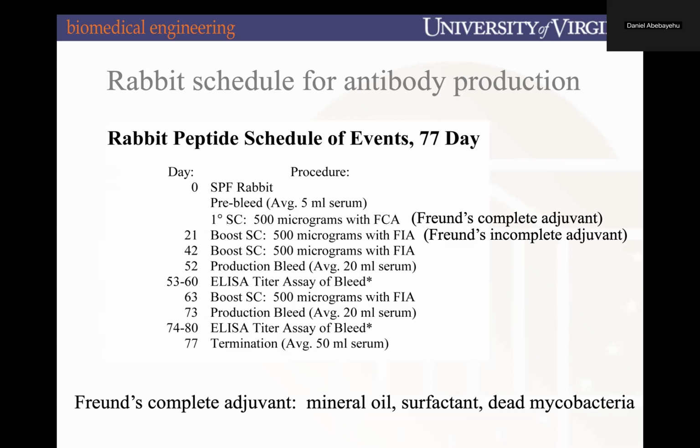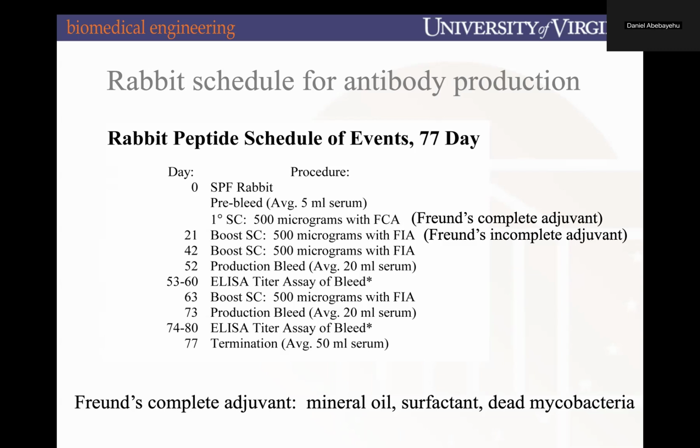On day 0, you'll have your rabbit, in case you're doing this with a rabbit. You'll pre-bleed so that you can see what the antibody levels, or antibody titers, look like before you immunize them. You'll do a subcutaneous injection of your first exposure, and it is what's called Freund's complete adjuvant.